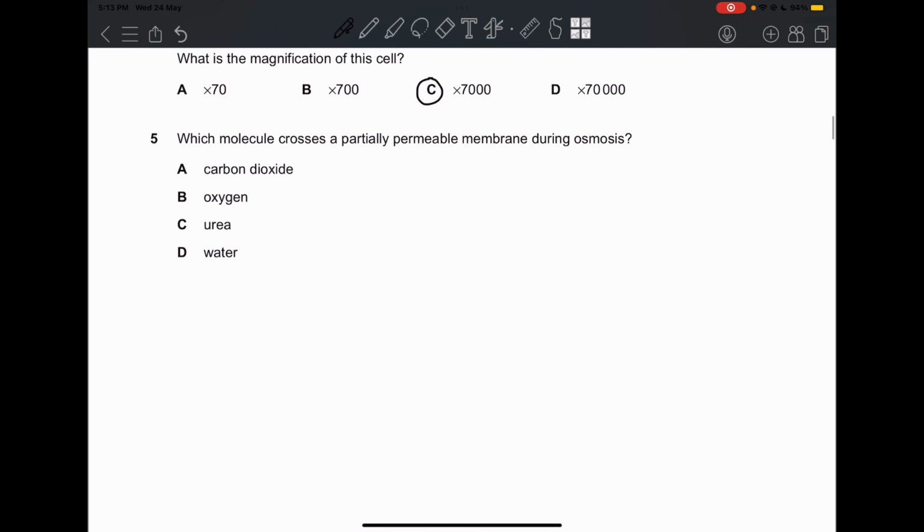Number 5, which molecule crosses a partially permeable membrane during osmosis? As we all know, osmosis is the movement of water, so it's going to be D, water.